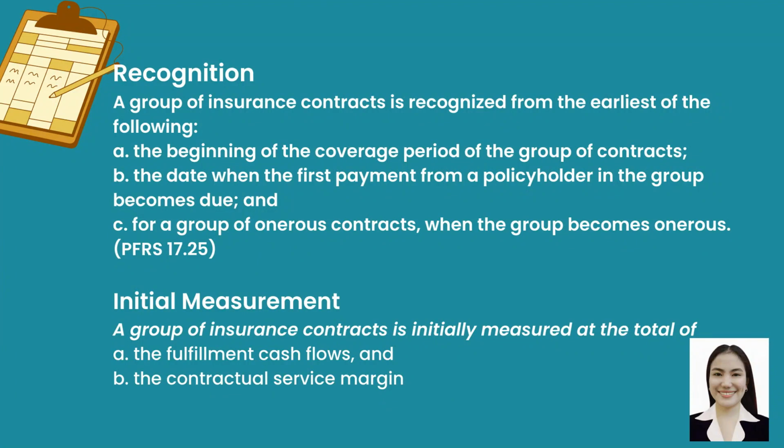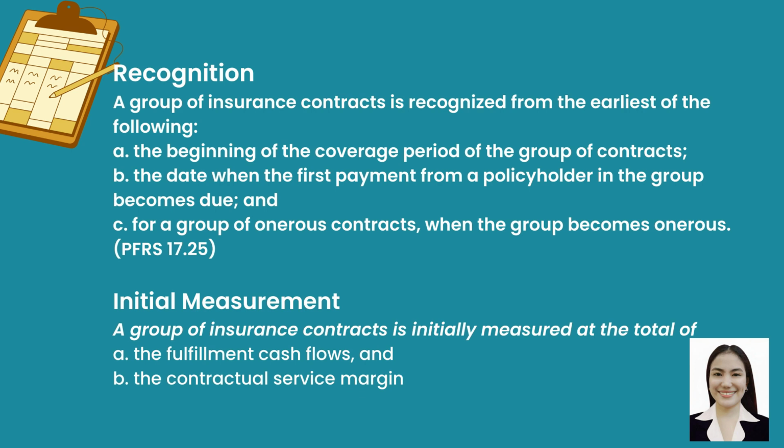Paano ba natin na-recognize ang insurance contract? So sabi dito, a group of reinsurance contract is recognized from the earliest of the following: the beginning of the coverage period of the group of contracts, the date when the first main payment from a policyholder in the group becomes due, and for a group of onerous contracts when the group becomes onerous.